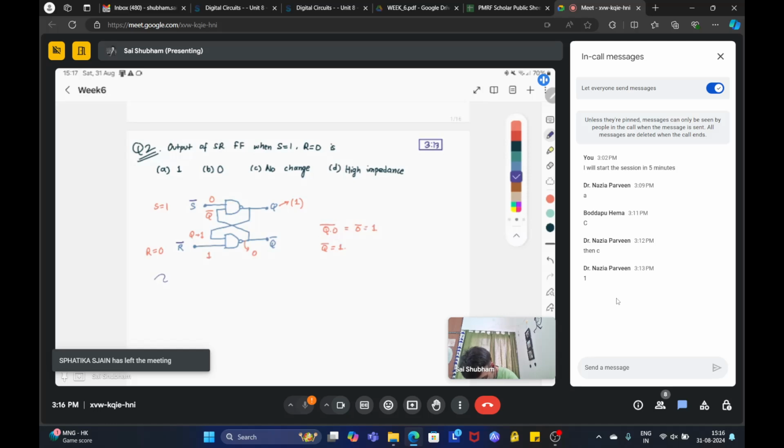Similarly, if you flip it, S equal to 0, R equal to 1, that will ensure that Q bar is always 1. The reason is that this is a NAND gate.